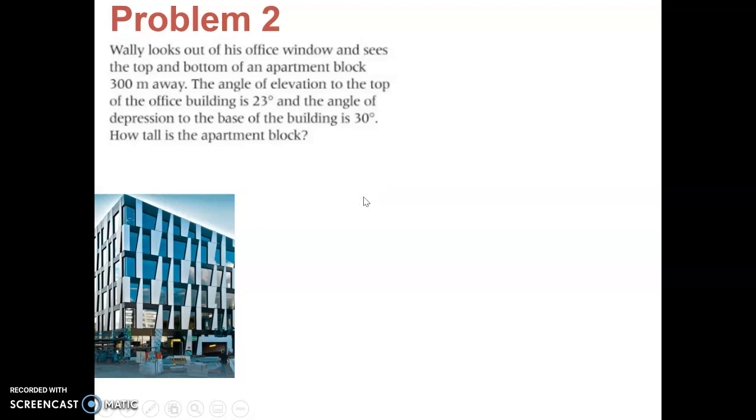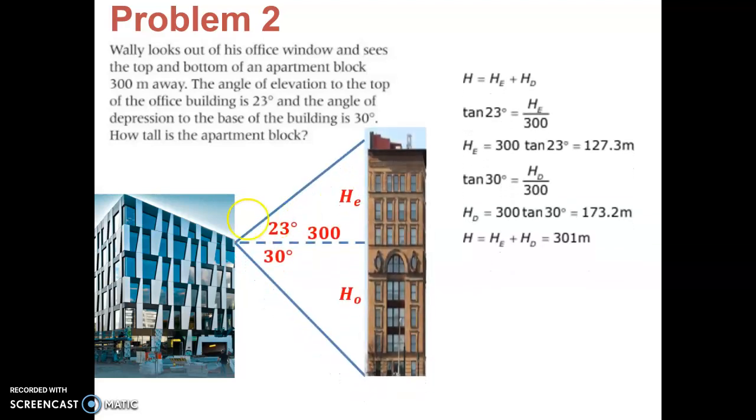So, problem 2. Read this one to yourself and see if you can sketch a diagram. It's very similar to the last one. Let's see if you can sketch the diagram and then solve the height of the apartment block. Let's try. Okay, here's the diagram I have. It's the same idea. Wally's looking out of his office window, looks up, looks down.